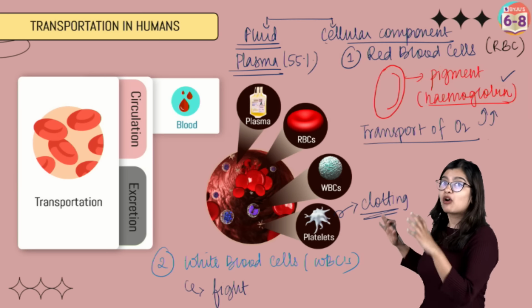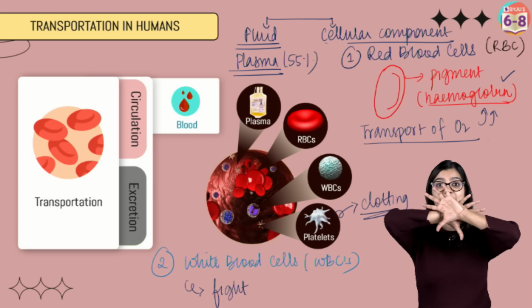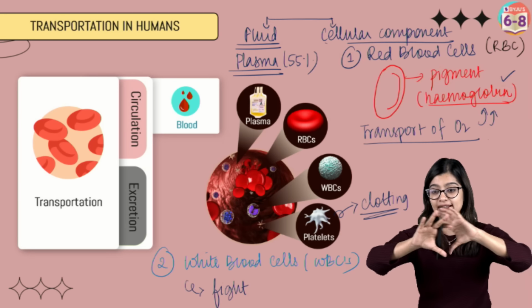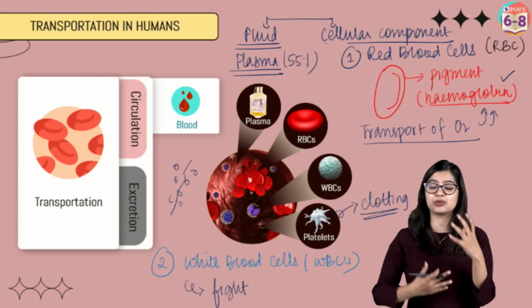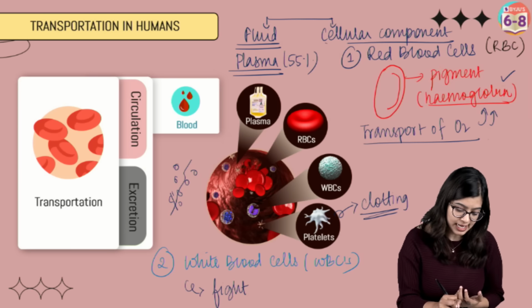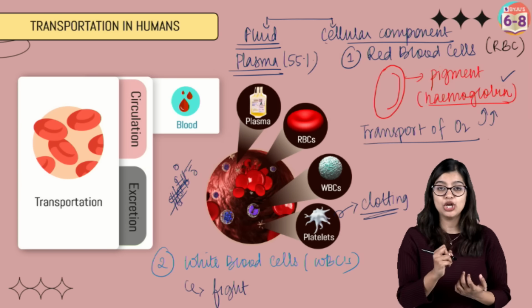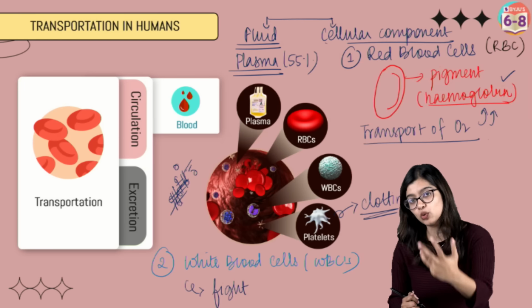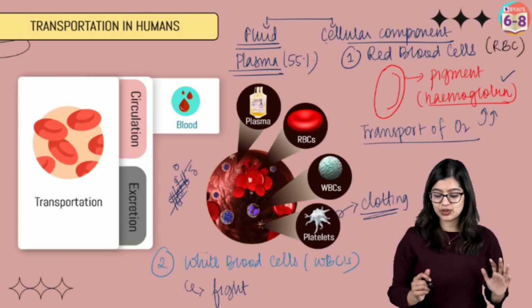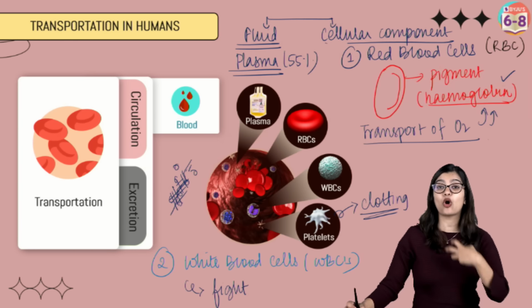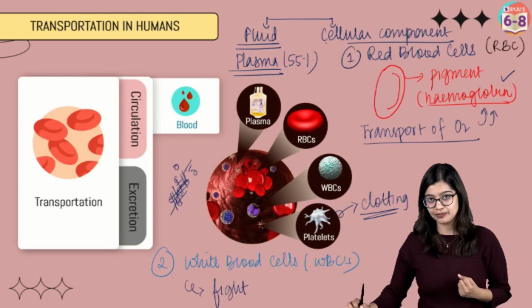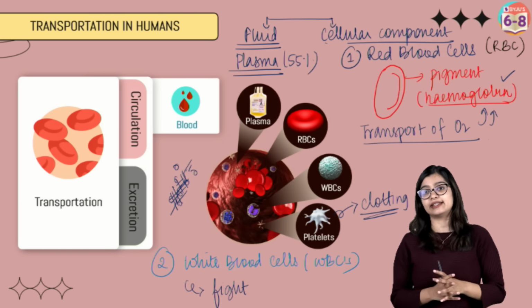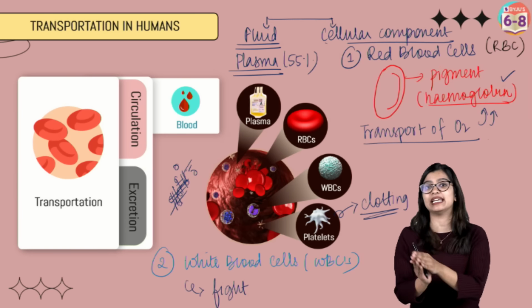That stops because these platelets come and clump around the wound, and then eventually, with the help of a lot of chemical processes, they form a mesh so that blood can no longer ooze out. So with this, we've had a look at the different functions of the different components of the blood. Now we know that in all cases, transport of substances is taking place.